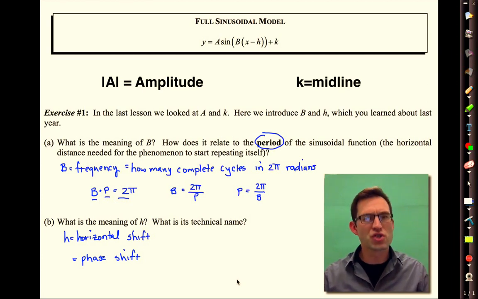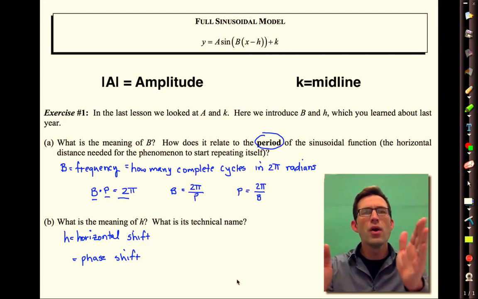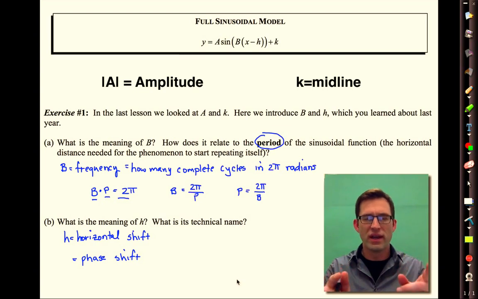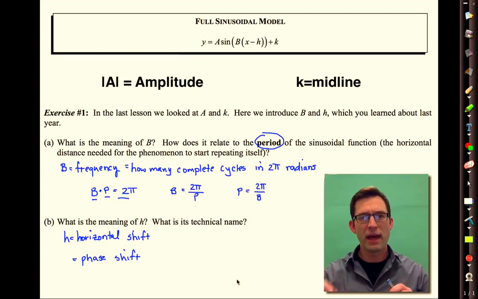H is the horizontal shift of the function, sometimes called the phase shift. I don't like it being called the phase shift, I'll be honest with you. I've seen in different textbooks, especially physics ones, that horizontal shift is not referred to as the phase shift. But either way, it's simply how we shift our entire graph in the horizontal direction. Of the three, the amplitude, the frequency, and the midline, the horizontal shift is, in my opinion, the least important of them all. It shows up the least often in the models.